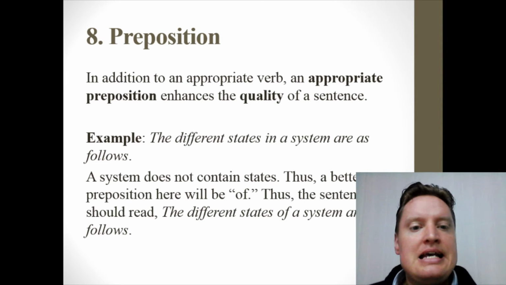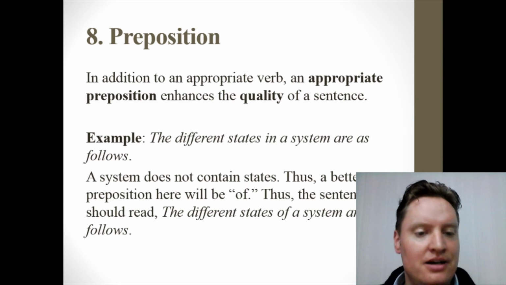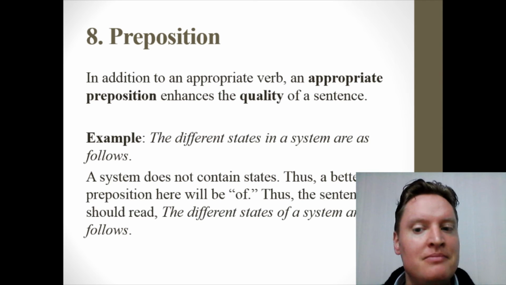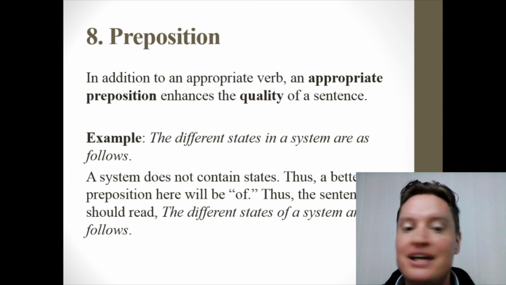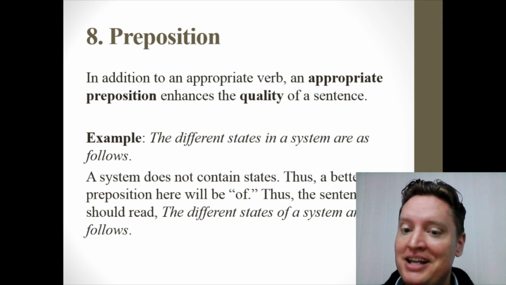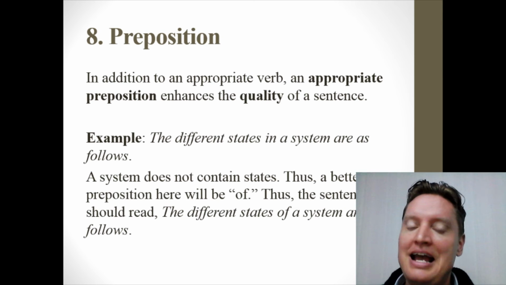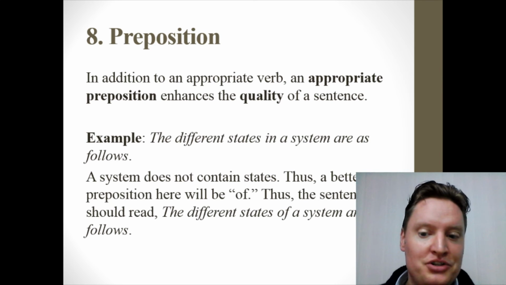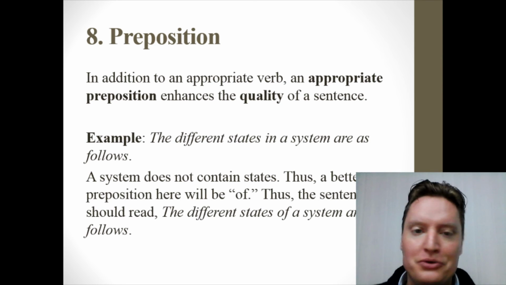Prepositions. In addition to an appropriate verb, an appropriate preposition enhances the quality of a sentence. For example, the different states in a system are as follows. A system does not contain states. Thus, a better preposition here will be of. Thus, the sentence should read, the different states of a system are as follows.